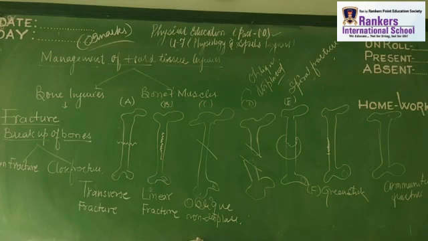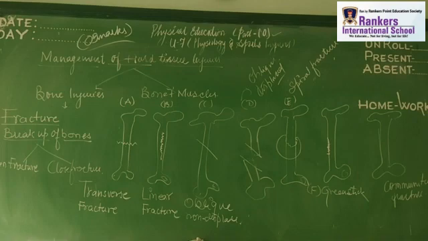So fracture may be complete, fracture may be incomplete. When the bone is completely divided into two different parts, we call it a complete fracture. And if the bone is not completely divided into two parts, we call it an incomplete fracture. It means the bone is cracked or partially broken.